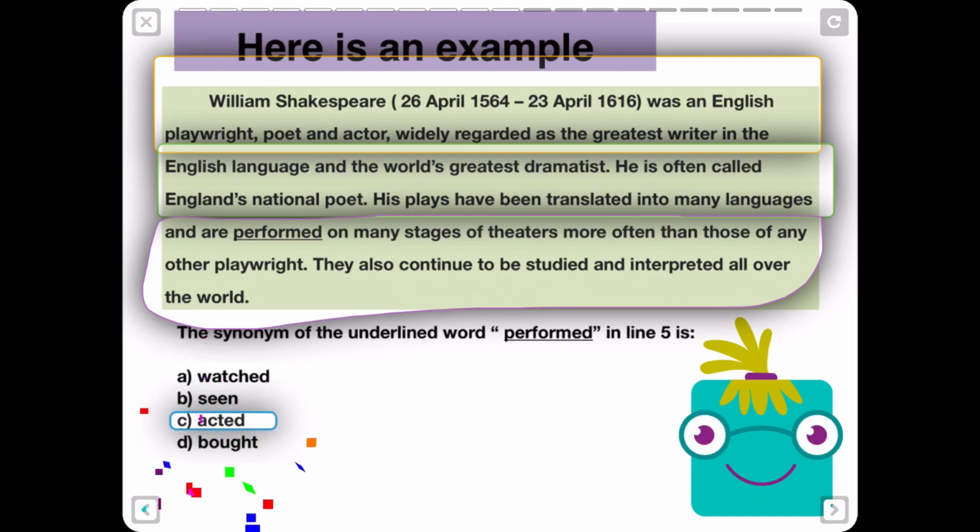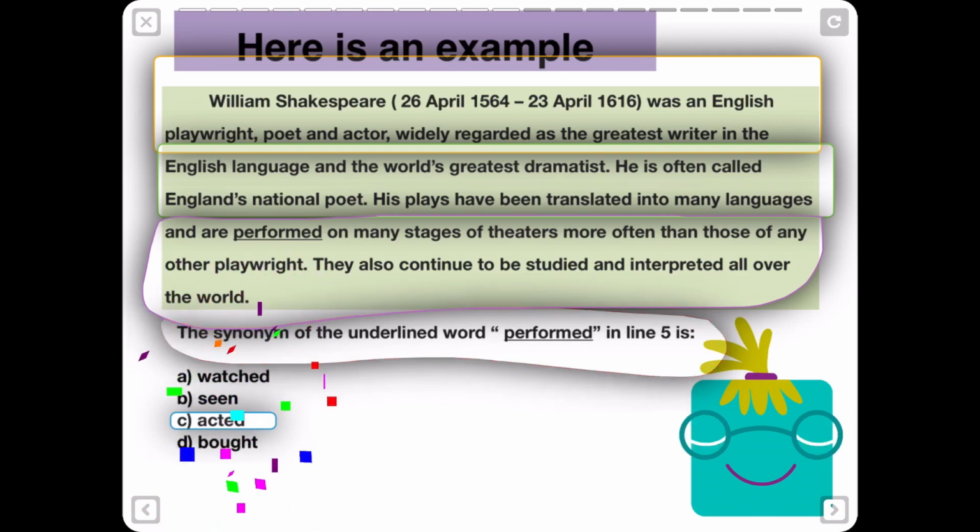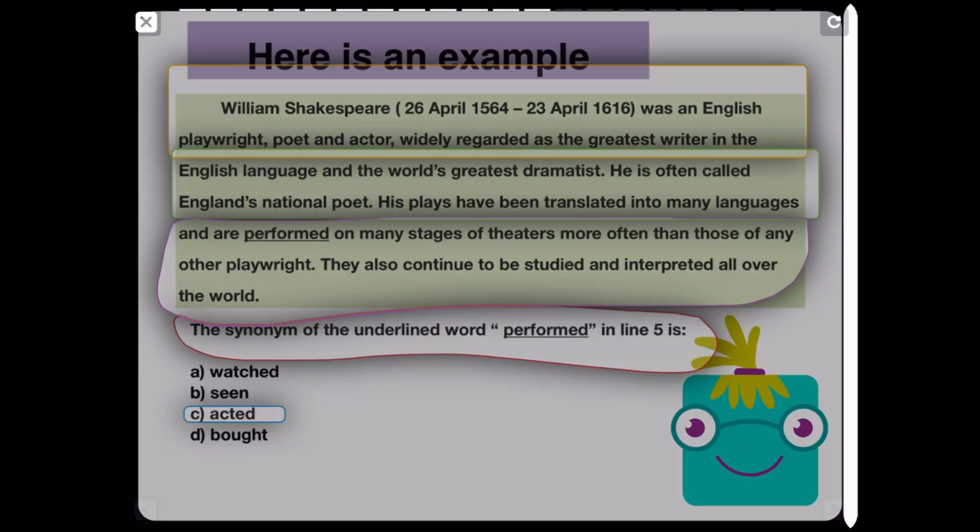Acted, yes, very good. The synonym of the underlying word performed in line 5 is acted.